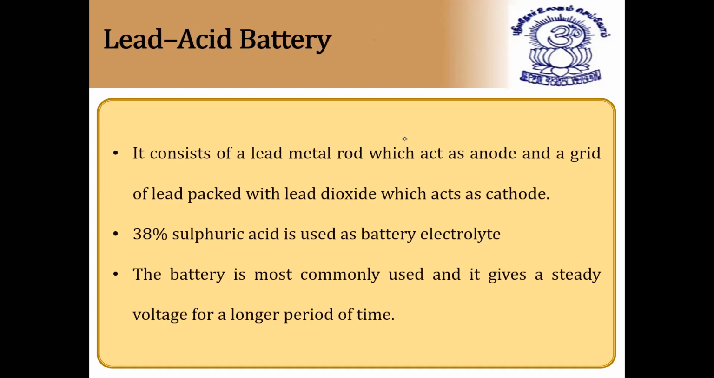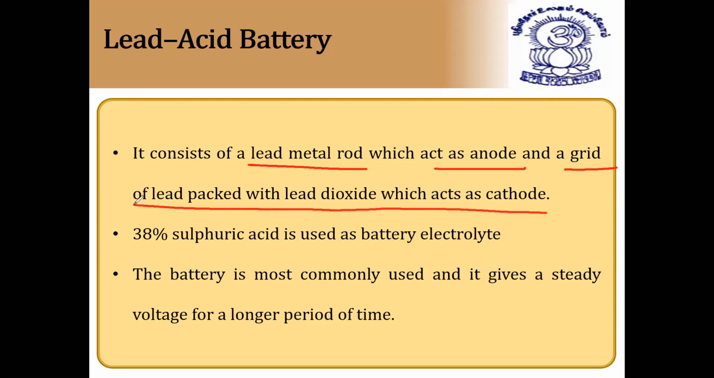Next, very important, this is the lead acid battery, that is a secondary battery. It can be recharged. It consists of a lead metal rod which acts as the anode, and a grid of lead packed with lead dioxide. Grid means, just like a transformer, you have a grid, no? Grid means so many sheets joined together. And the grid of lead packed with lead dioxide is acting as the cathode.